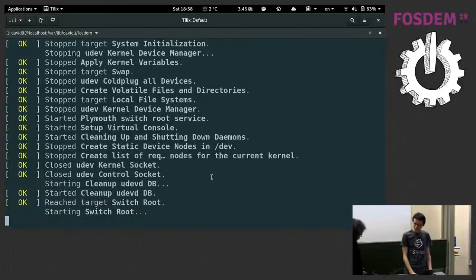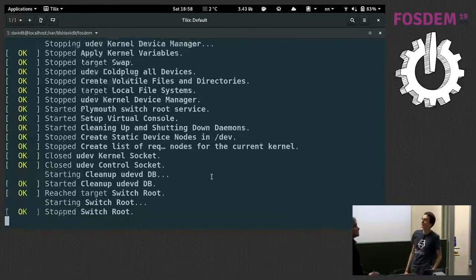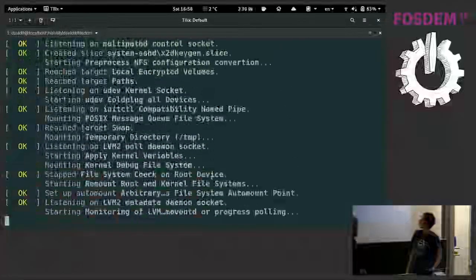Try turning off the lights if you want. I have no idea which one it is. Nope. Oh, that's nice.